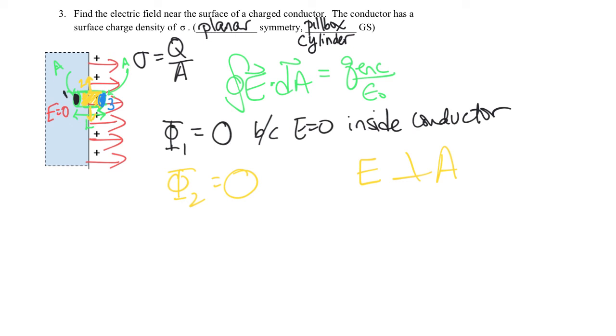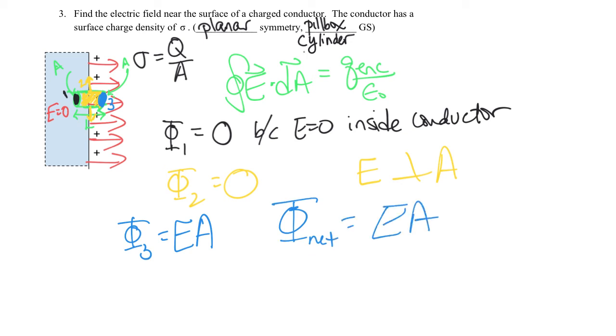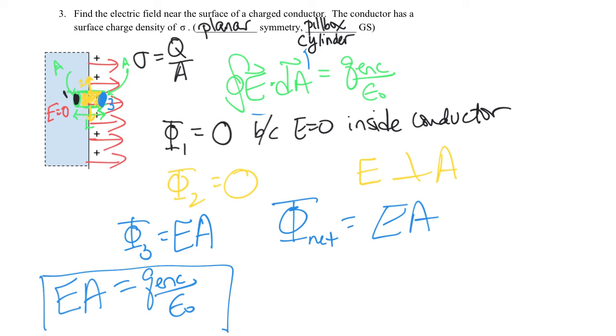So the only thing that's going to give you a flux is this third surface. Phi 3 is E times that area A. That means the net flux is just EA. That's the left side of Gauss's law. So we have EA equals Q enclosed over epsilon naught. Let's go to the next page with that.